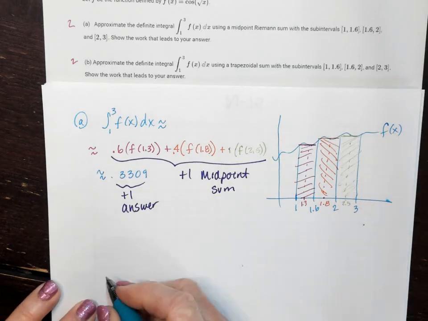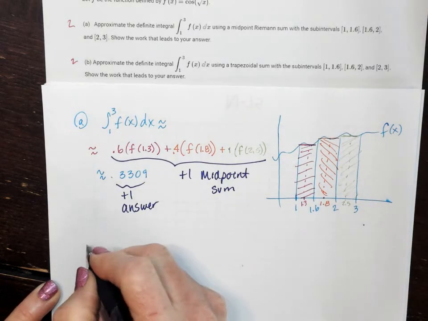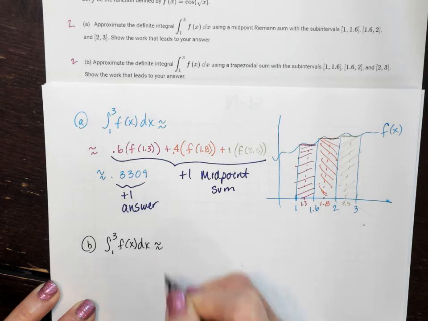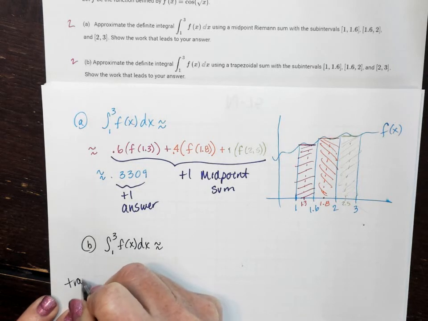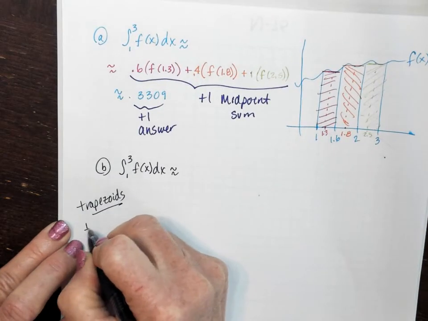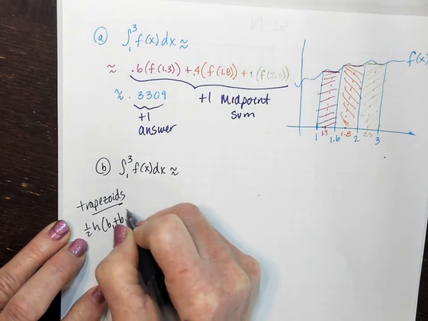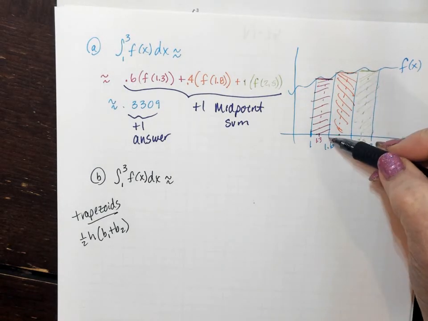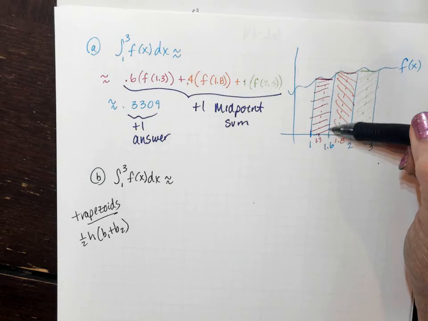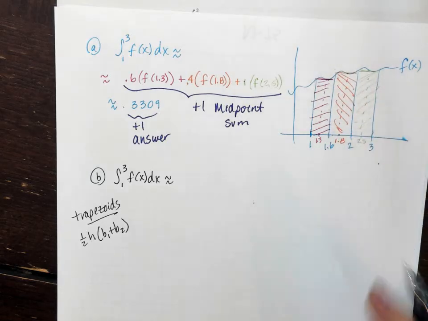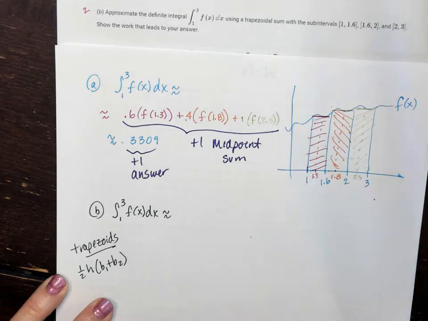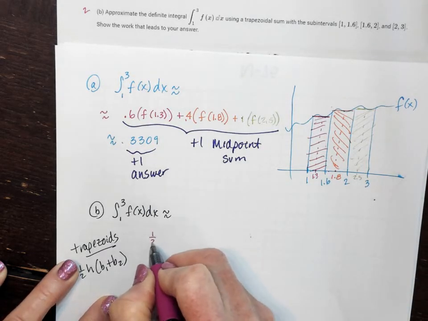All right, so for part B then, you want the integral from 1 to 3 of f of x dx is approximately, and we're going to use trapezoids. So you have to remember the formula for area of a trapezoid, 1/2 height times base 1 plus base 2. And in these trapezoids, they're stacked sideways. So the height is actually this distance in here, and the base 1 is this one, and base 2 would be this one. The two verticals are the bases there.